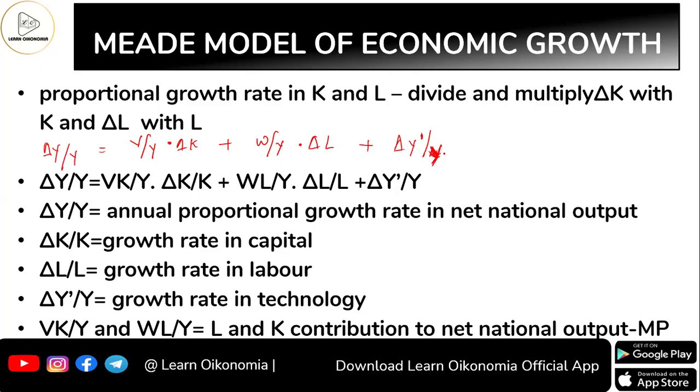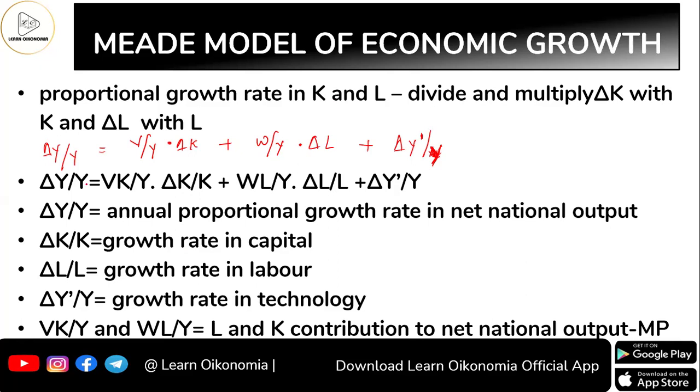Yes, this is our modified equation. Now I told you that we need to find the proportional growth rate in capital and labor. So in order to find the proportional growth rate in capital and labor, you need to divide as well as multiply delta K with K, and you need to divide and multiply delta L with L.